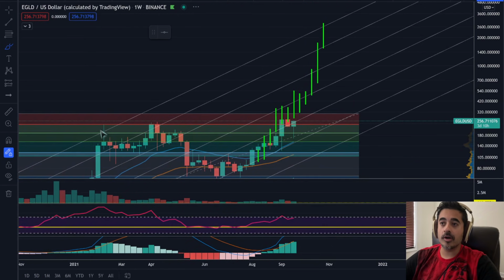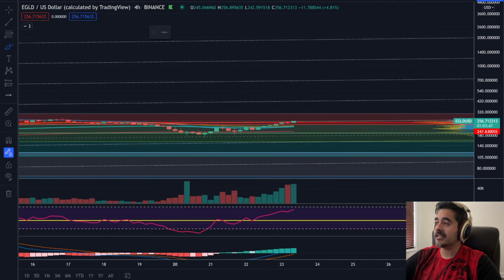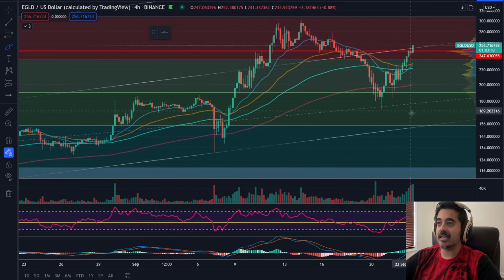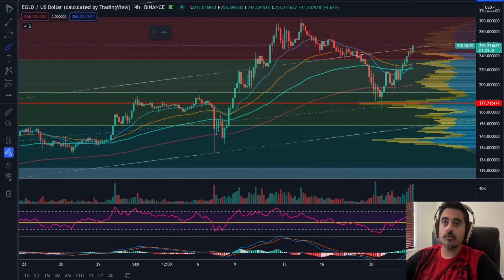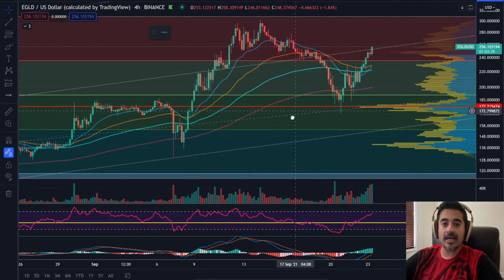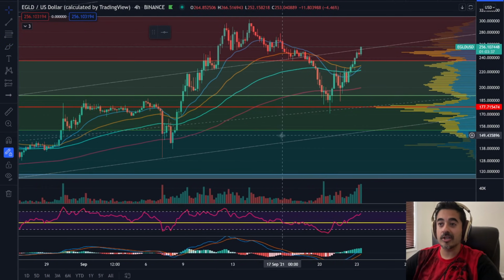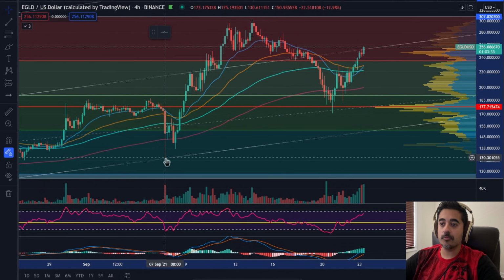Let's go down to the 4-hour chart, all right? You got to keep your expectations always as feasible as possible. So use historical information to give you an idea of how assets trade, even something as bullish as EGLD. All right, we came down, we touched the bottom regression line at 130.